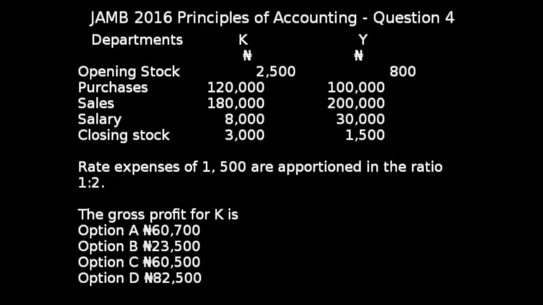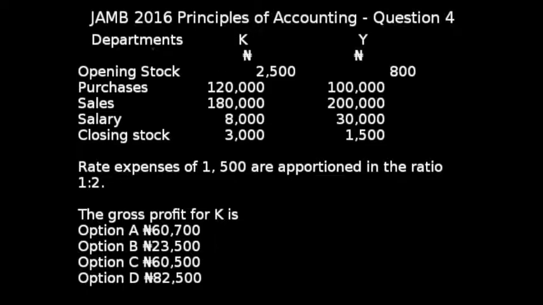JAMB 2016 Principle of Accounting, Question 4. The question says the gross profit for Care is, that means we are expected to calculate the gross profit for Care, and in doing that, we need to prepare a trading account for department Care in this departmental account, because these items are items of departmental account.